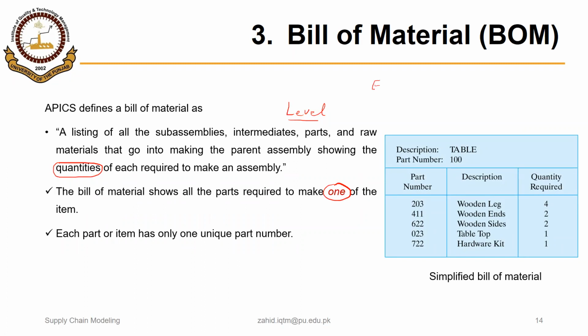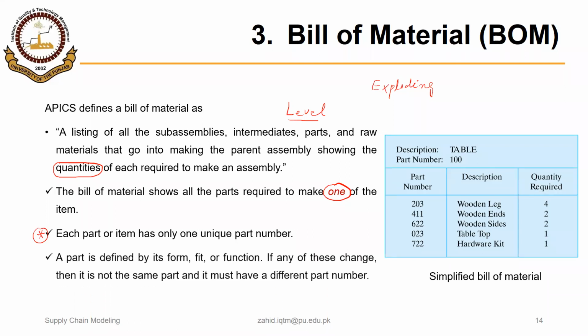Then we use the process of exploding. That is nothing but simply multiplying the number of components that are required at each level to find the total number of components required for a certain quantity of the end item. But bill of material shows the parts and sub-assemblies required to make one end item. Each part or item has only one unique part number. So this is again re-emphasized here that you should use a unique part number for each part. A part can be defined by its form, fit, or function.